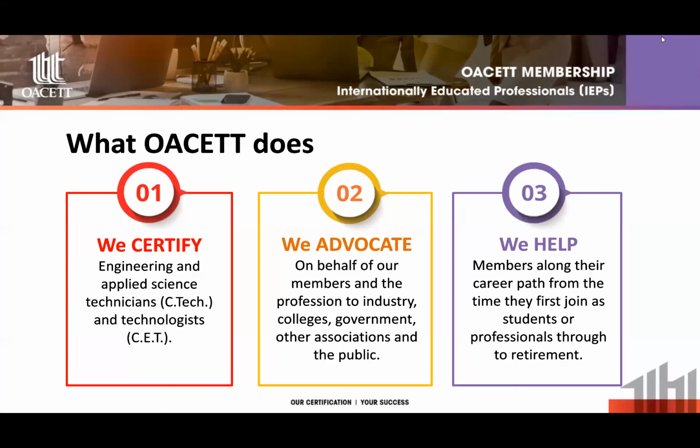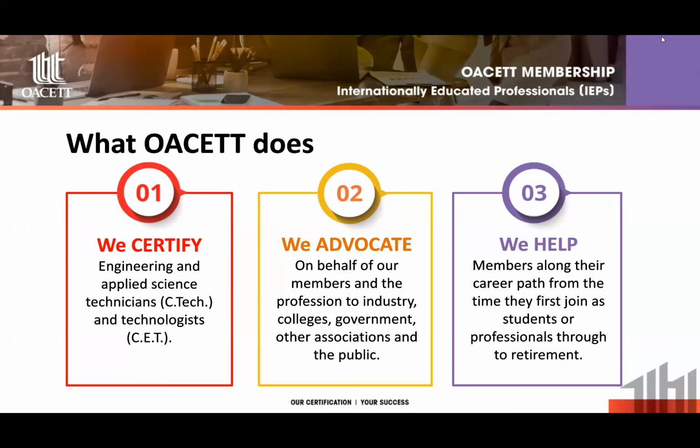So what do we do? Well, first of all, I mentioned that we have two certifications. So we certify technicians and engineering technologists. What else do we do? Well, unlike PEO, and I know there was a mention of OSPE, which is another engineering association based out of Ontario, the best thing about OACETT is we're both of those combined into one. So we have the regulatory side and we also advocate.